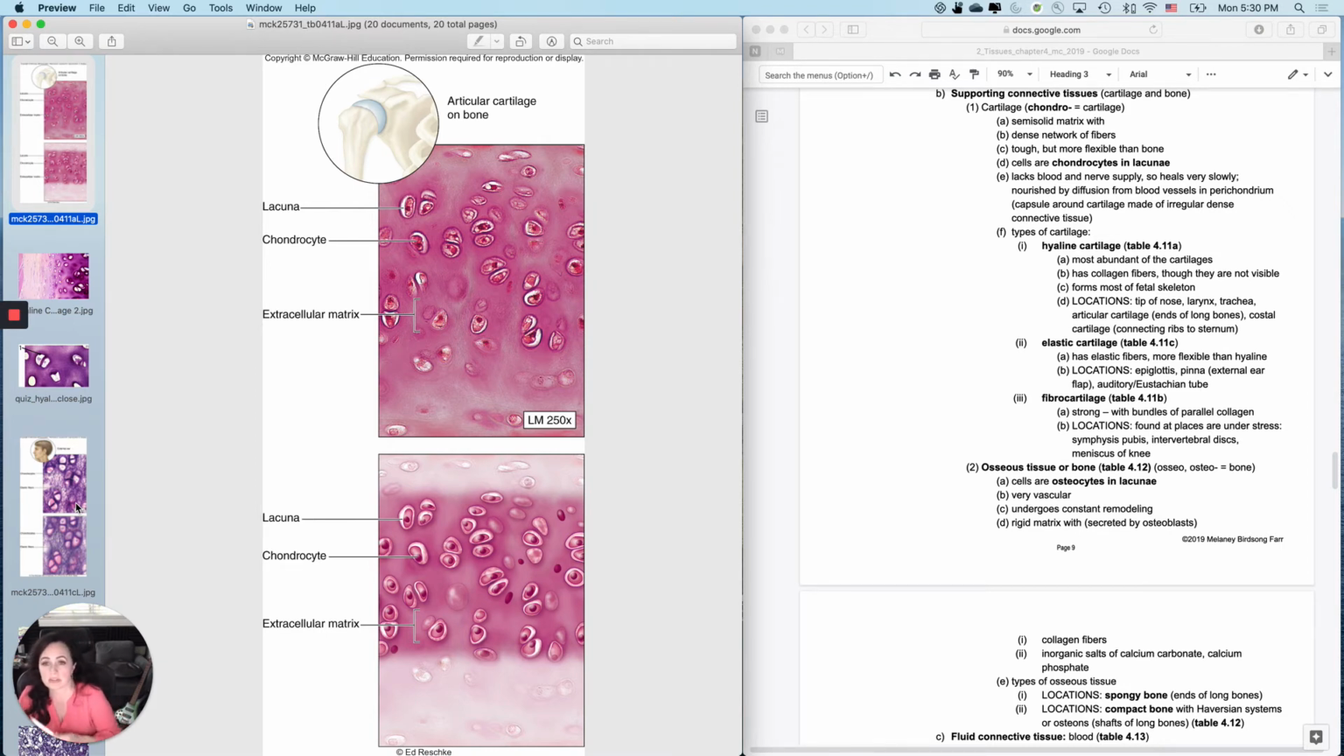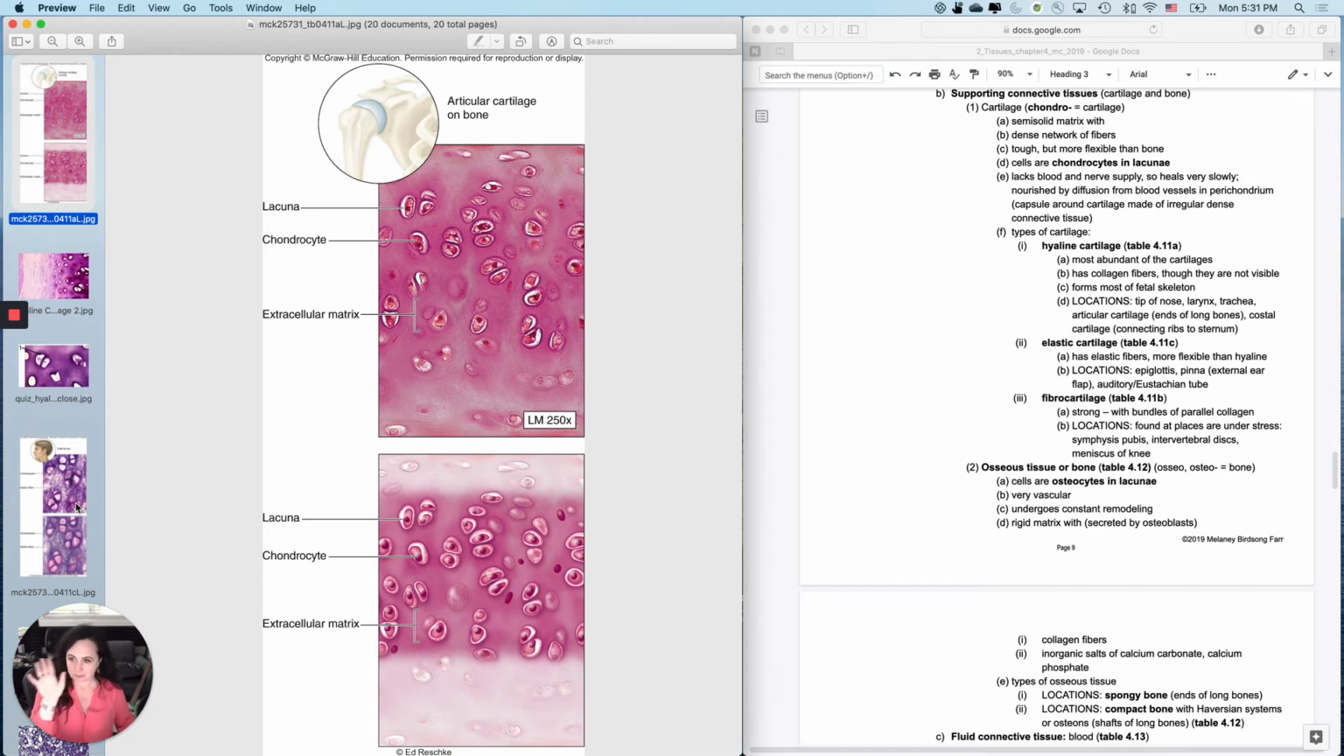And so where do you find this cartilage? This cartilage is really common. It forms most of your fetal skeleton before you actually had bones. It is, like I said, the tip of your nose. If you go down your nose and start wiggling this part, this is hyaline cartilage. It forms the larynx and the rings of your trachea. It forms most of what we call your articular cartilage, and articular just means the cartilage that forms joints. Most of your articular cartilage is made of hyaline cartilage. And these costal cartilages that connect your ribs to your sternum, those are made of hyaline cartilage.